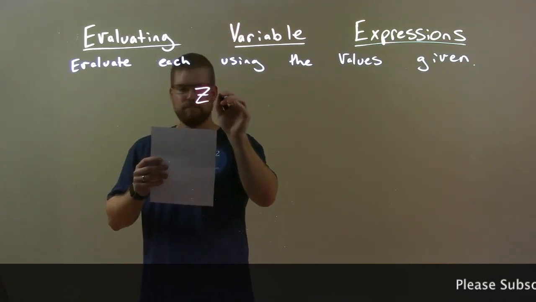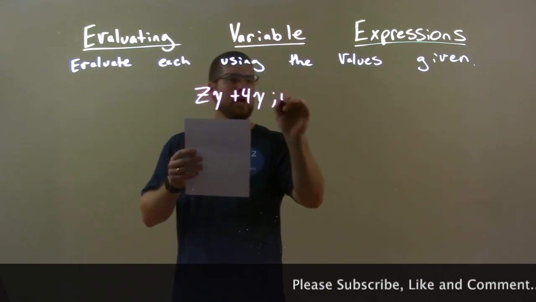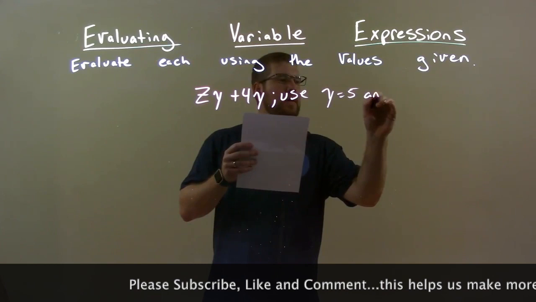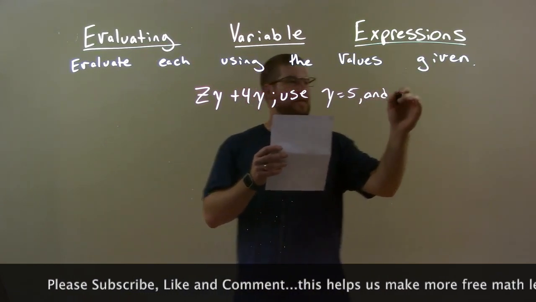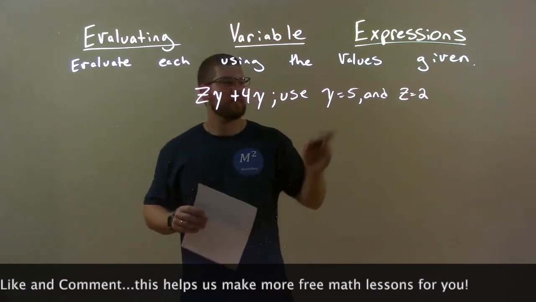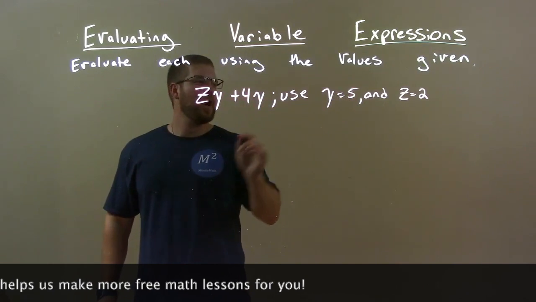Z times y plus 4y, and we're using y to be 5 and z to equal 2. All right, so first thing, substitute our variables with our corresponding numbers: 5 for y, 2 for z.